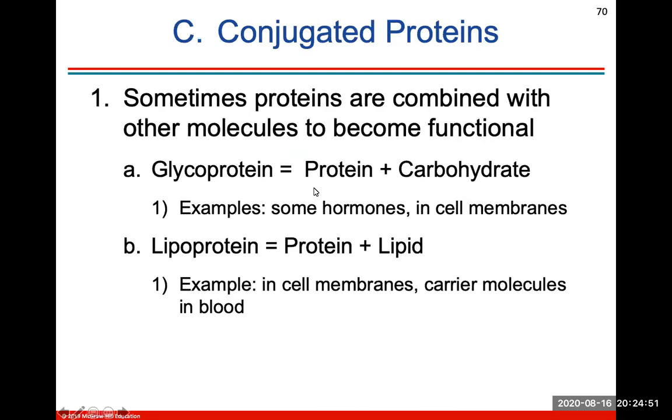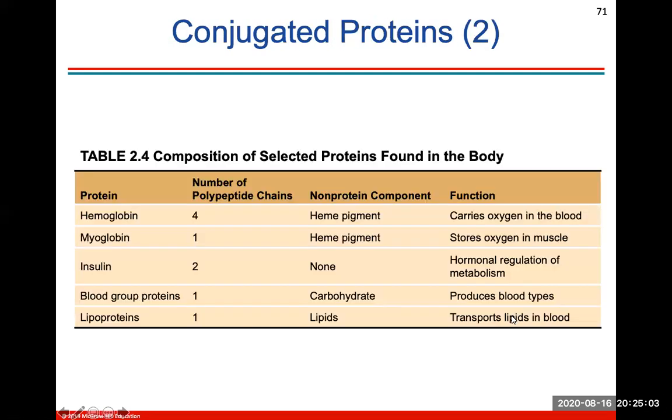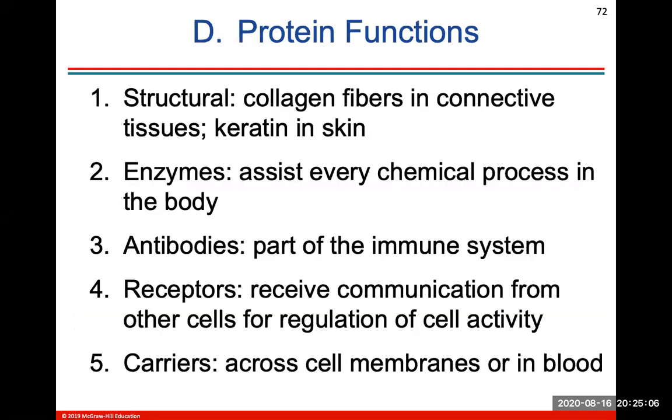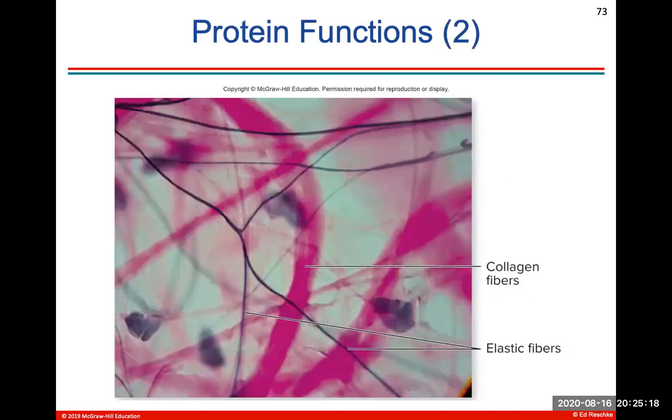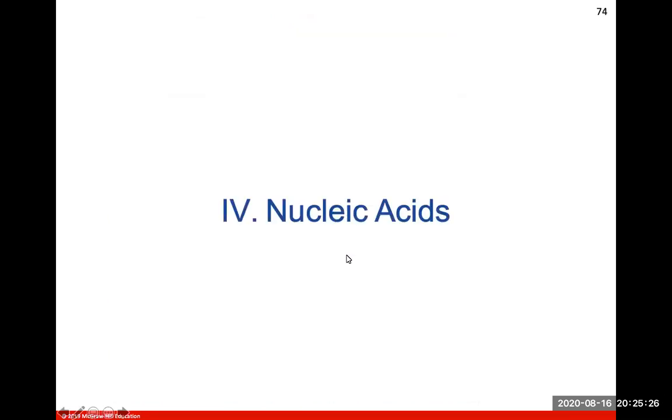Conjugated proteins are where sometimes proteins will be combined with other molecules to become functional, where we'll get a glycoprotein or a lipoprotein. You can see examples where each would be located in the body. Here, more conjugated proteins. Protein functions. It's important to know the functions of proteins. They help in structural ways. They are enzymes, they're antibodies, they're receptors, and they're also carriers. More protein functions, they make up collagen and elastic fibers. This is a look at loose areolar connective tissue.